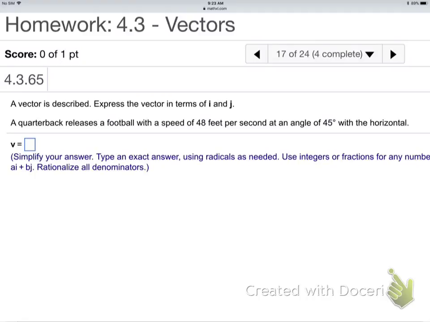All right, so quarterback releases the football, speed of 48 feet per second, angle 45 degrees with the horizontal. Turn it into a vector. So now we're going the other way. You guys see the game we're playing? So we're playing this game back and forth.